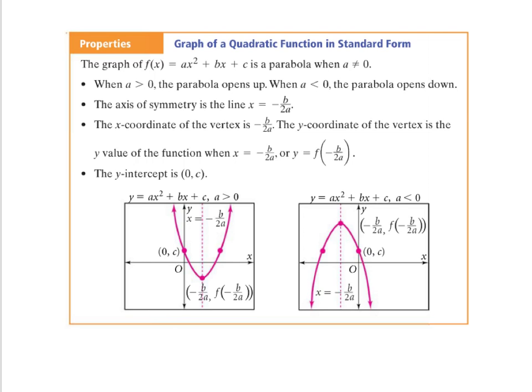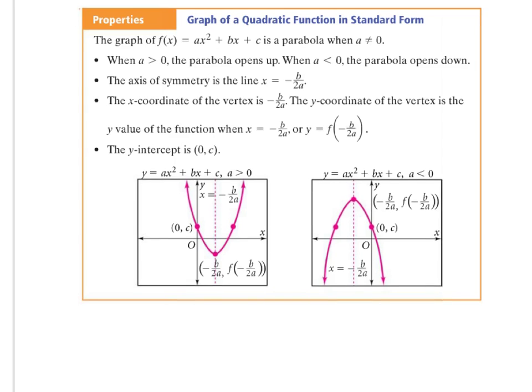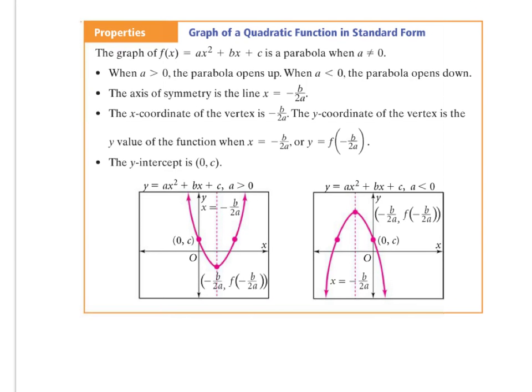This chart right here gives a breakdown of how to graph a quadratic. So I already mentioned before about when to know if it opens up or down, but this chart really shows you that if a is greater than 0, it opens up. So if it opens up, it's going to have a minimum. And if a is less than 0, it opens down and it's going to have a max.